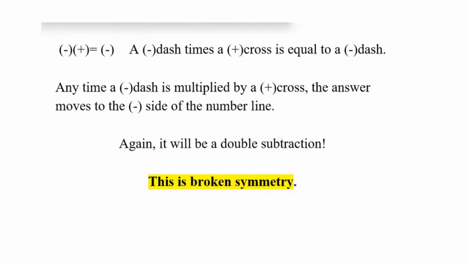A dash times a cross is equal to a dash. Anytime a dash is multiplied by a cross, the answer moves to the dash side of the number line. Again, it will be a double subtraction.